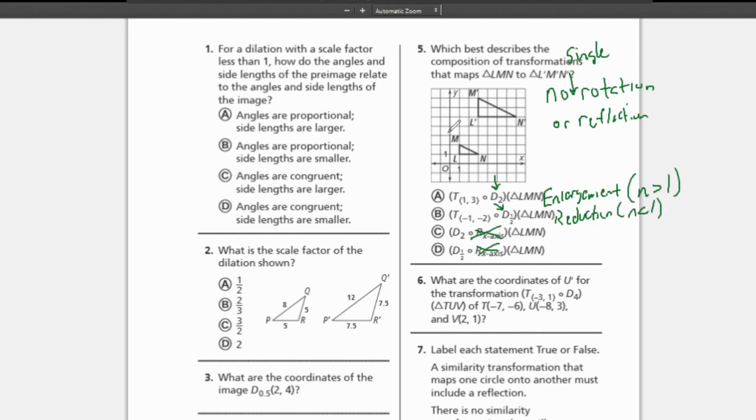The whole trick here to make this really easy on yourself is to know that M to M prime went from the smaller to the larger, so we know this is answer option A. All right, really easy to do the process of elimination to get this one done correctly.